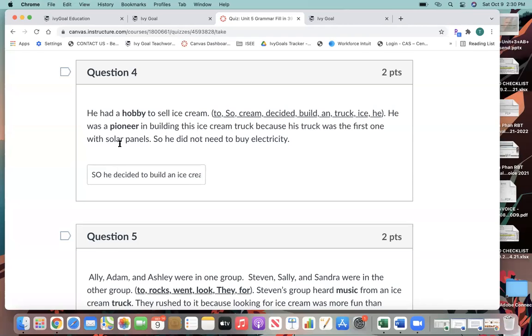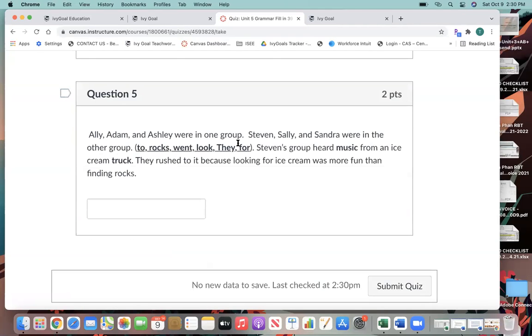All right, good. Allie, Adam, and Ashley were in one group. All right, can you read the rest? Oh, you're muted. Stephen, Sandy, and Sandra were in the other group. They went to look for rocks. Very good.